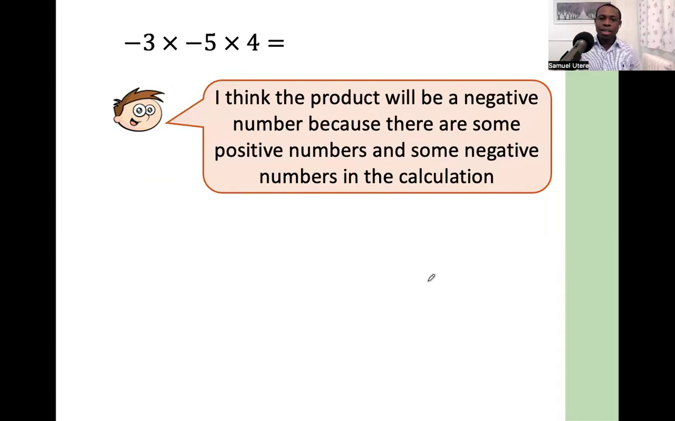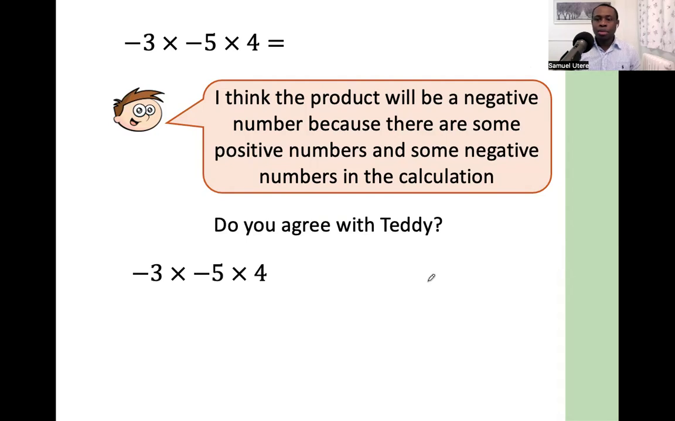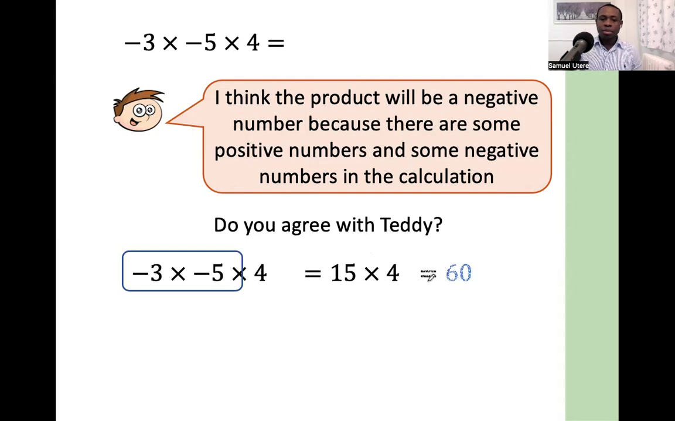Here, Dexter thinks that the product of these numbers, negative 3 times negative 5 times 4, will be negative because there are some positive and negative numbers in the calculation. Well, if we use the power of association, to associate numbers, for example, negative 3 times negative 5 will be 15. Now, 15 times 4 is 60.